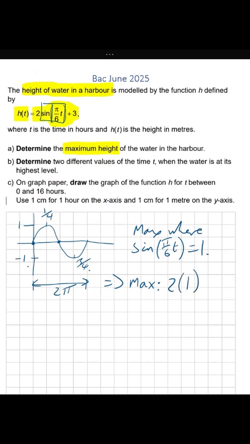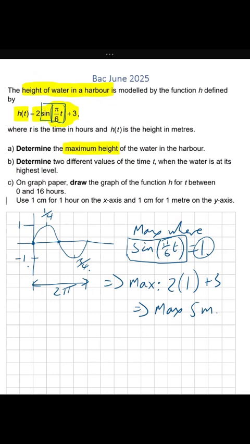This is my maximum sine. The maximum value that I'm ever going to get for sine on its own is going to be 1. So I'm putting in 1 instead of the sine of pi over 6t, and I'm just getting 2 times that plus 3. Therefore, my max is 2 times 1 is 2, plus 3, 5 meters.